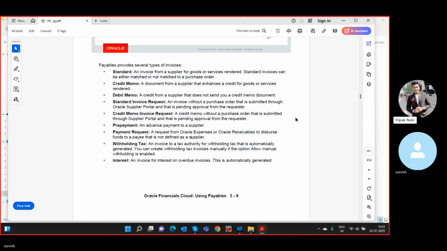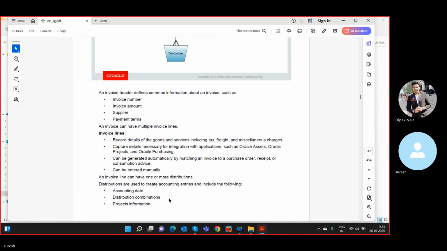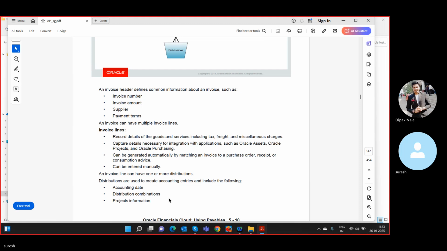Interest, an invoice for interest on overdue invoices, this is automatically generated. Invoice header defines common information such as invoice number, invoice amount, supplier, payment terms. The invoice can have multiple invoice lines, which record details of the goods and services including tax, freight and miscellaneous charges. They capture details necessary for integration with applications such as Oracle Asset, Oracle Project and Oracle Purchasing.